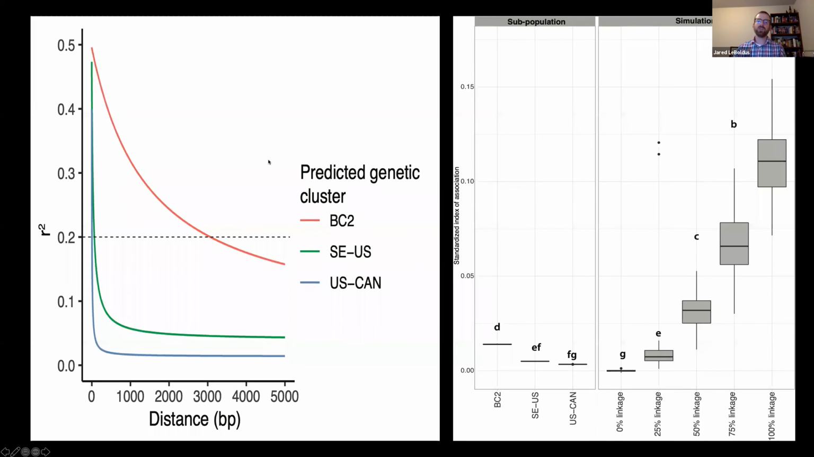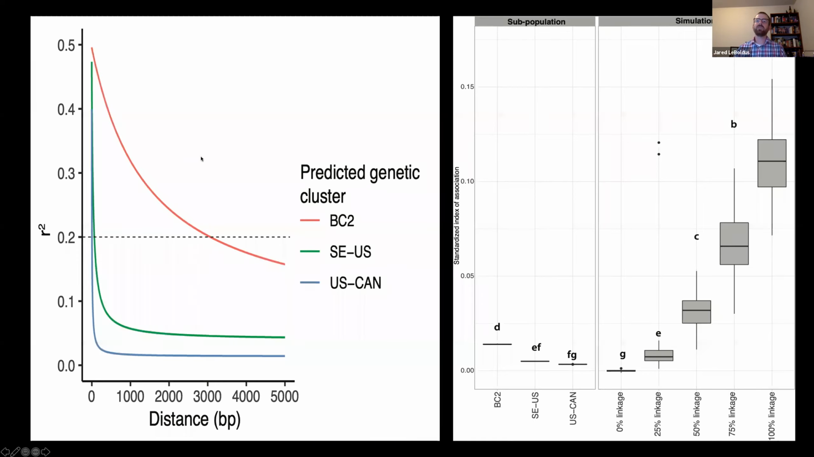So this first figure on the left-hand side is basically an estimate of linkage disequilibrium. It tells us how fast, or across how many base pairs, LD decays. When it drops below this 0.2 threshold, that's what we're interested in looking at. The Southeast US population and the US-Canada population both have rapid drops in linkage disequilibrium, which suggests there's a fair amount of recombination going on, and these populations have probably been established for a longer period of time.